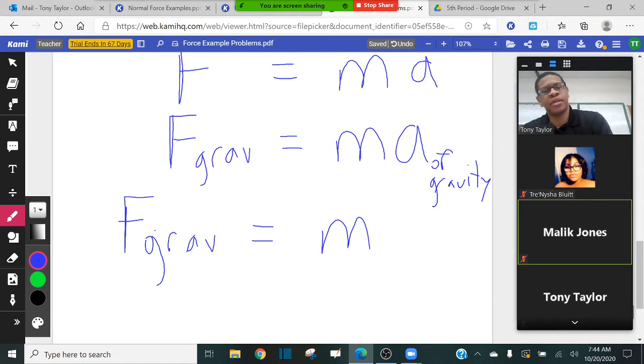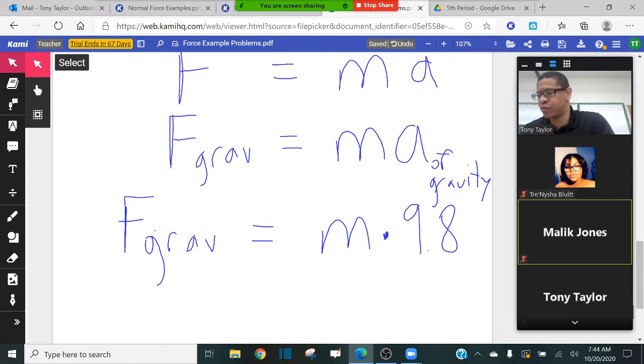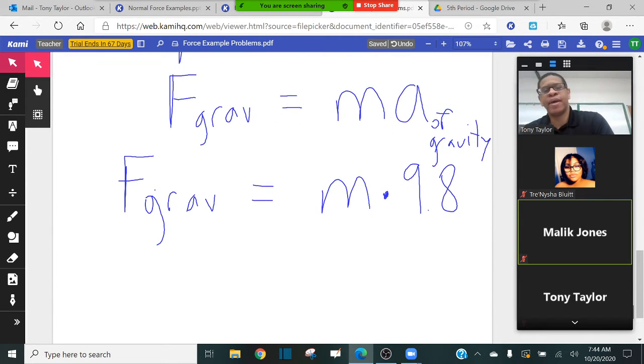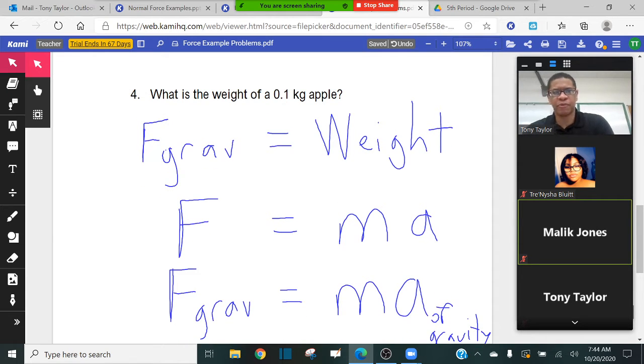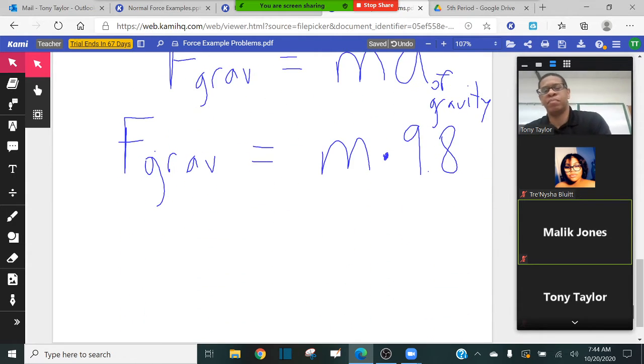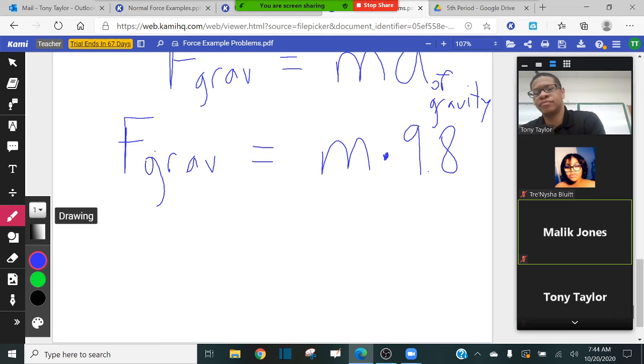So if y'all remember, the acceleration of gravity was 9.8 meters per second squared. That's an important constant I need for you all to remember. Basically, guys, if we want to calculate the weight of the apple here, we need to solve for the force of gravity that is pulling the apple downward. So we're going to take 0.1 kilograms, which is the mass of the apple, and plug it into this equation.